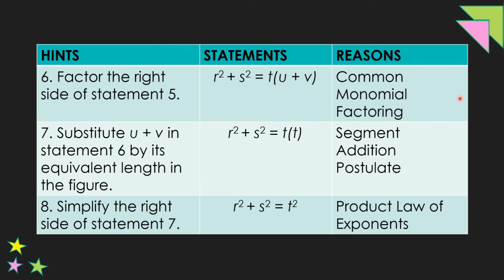Next, substitute U plus V in statement 6 by its equivalent length in the figure. So U plus V is equal to T. This will become R squared plus S squared equals T times T. That is the segment addition postulate. Next, simplify the right side of statement 7. T times T is T squared. So it will become R squared plus S squared equals T squared. That is the product law of exponents.